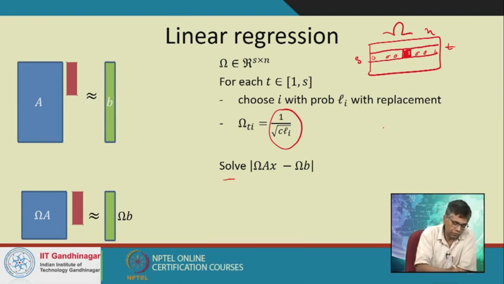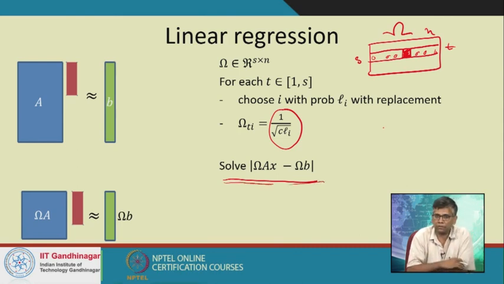Okay, and then once we have defined this particular omega, we use it as we were using it before. Basically we solve omega Ax minus omega b, and then we return the result as my approximation.